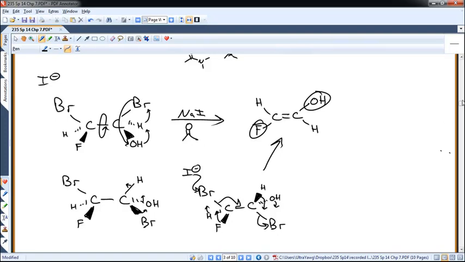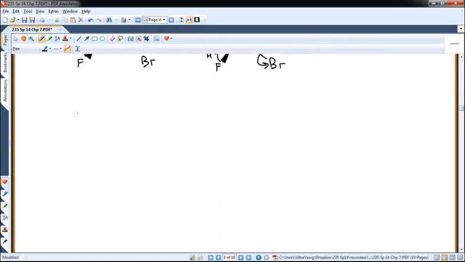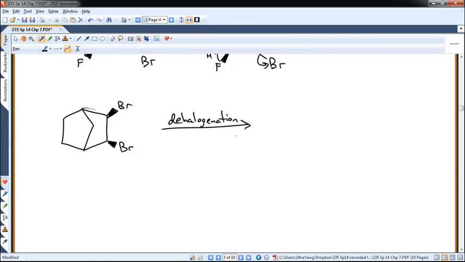Last one, as an example, if I gave you this molecule, and I said I'm going to do dehalogenation. Maybe I'll just write it this way. Instead of giving you KI or NaI and acetone, I said dehalogenation. What's the answer? Go ahead and pause the video and write your answer. Hopefully after unpausing you realize that the answer is no reaction.